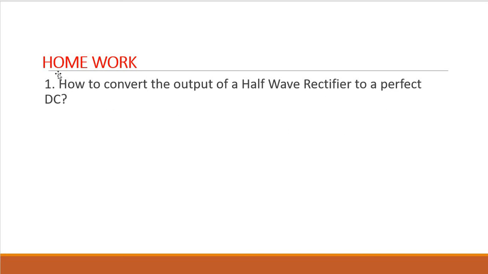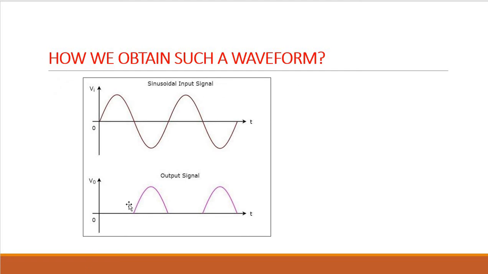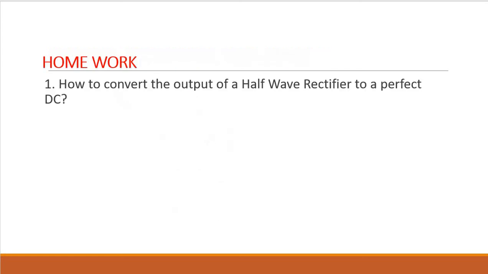Now, there is a homework question for you. You know that the output of a half-wave rectifier is not a perfect DC signal, just like a straight line. Okay, so this is some kind of a waveform that contains some AC components or AC values. So the question is, you have to find out some method to convert the output of a half-wave rectifier to a perfect DC, a constant DC voltage.